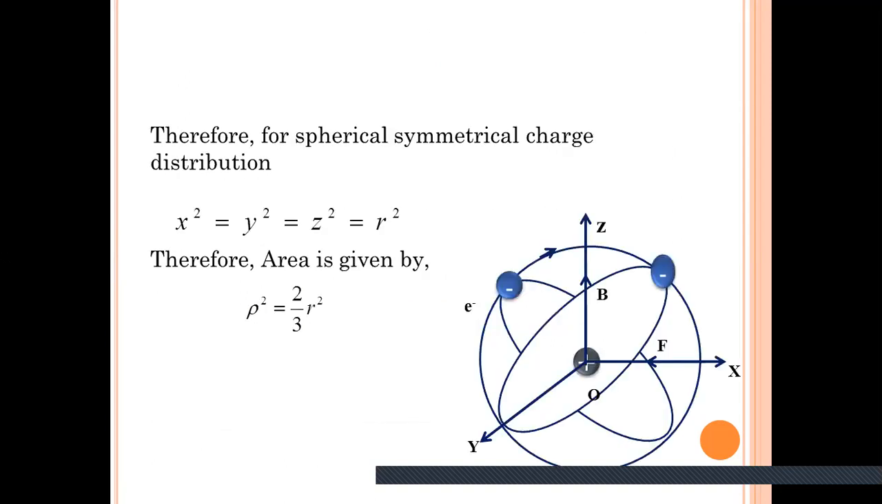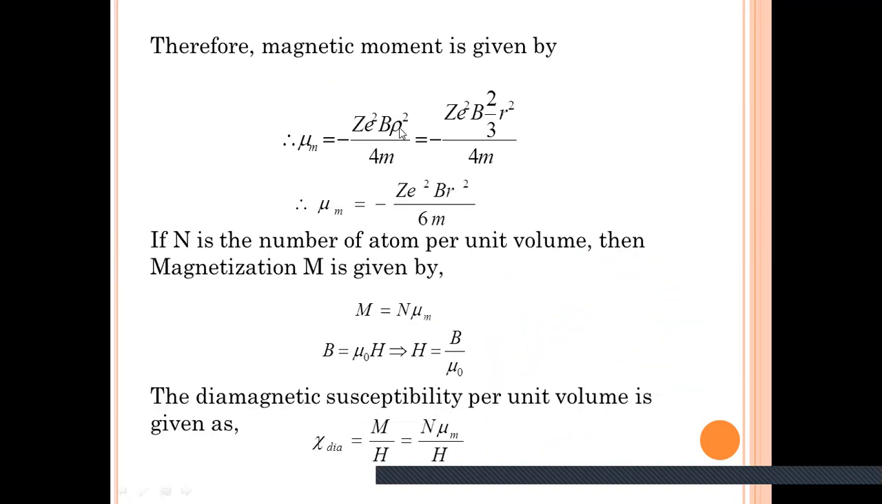Therefore, for symmetrical charge distribution, x square plus y square plus z square equals r square, since the electrons are symmetrically distributed spherically and the motion of the electron is not specifically circular, it is along a spherical way. Therefore, the radius is given by rho square equals 2 by 3 into r square. By putting the value of rho square in the area, we get the magnetic moment mu m equals minus Z e² B rho square upon 4m. By solving this, we get mu m equals minus Z e² B r² upon 6m.